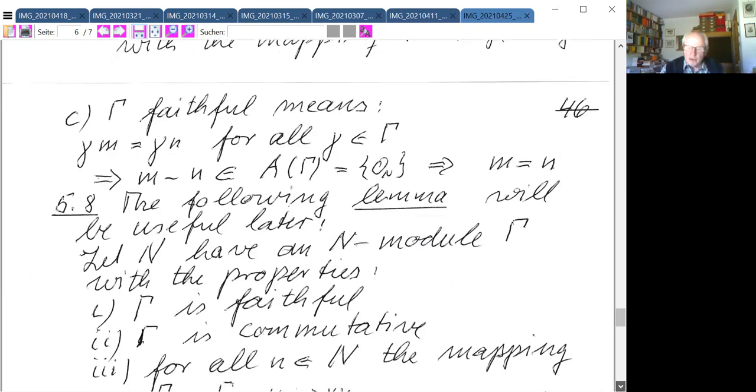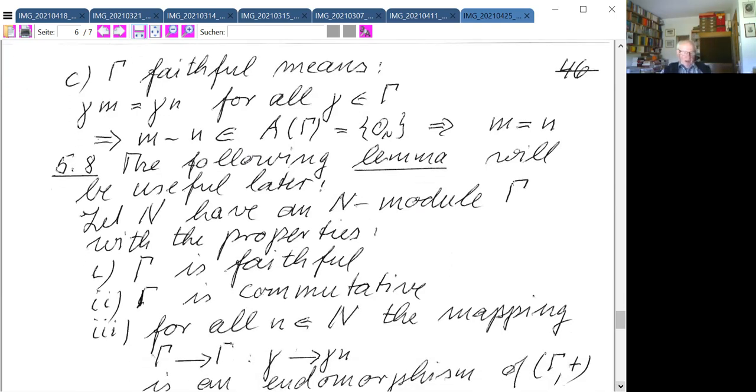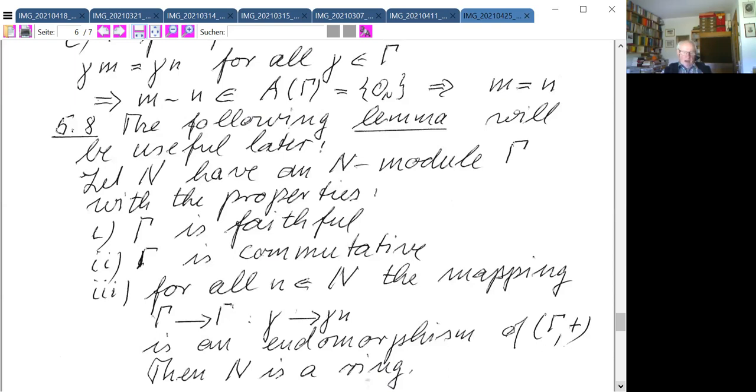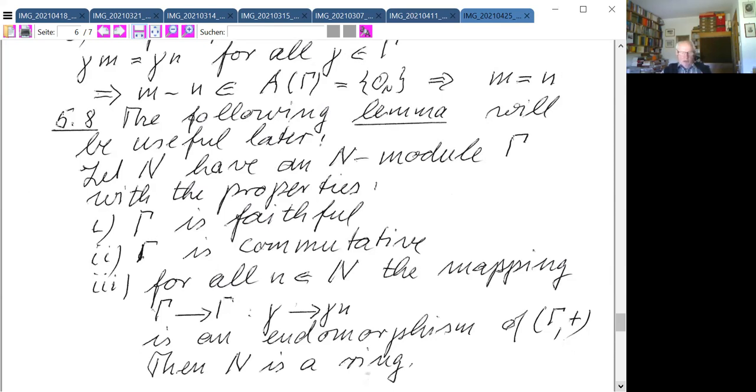We apply this to the following lemma, which will be useful later. Let N have an N-module Gamma with the following properties. First, Gamma is faithful. Second, Gamma is commutative as an additive group. And third, for all n in N, the mapping Gamma to Gamma, small gamma going to small gamma times n, is an endomorphism of this additive group. Then N is a ring.